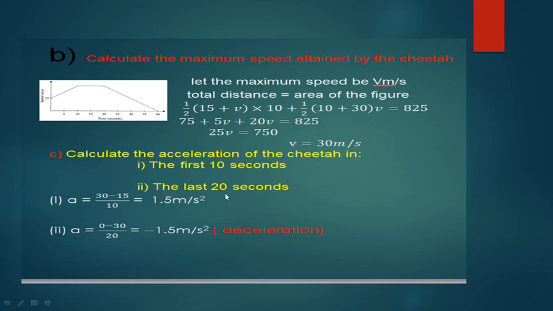Roman 2, the last 20 seconds. The last 20 seconds is from this one, which is 40, up to here. It gives the last 20 seconds to get the deceleration. It went to 0, remember? So the final velocity becomes 0 minus the initial velocity at this point, which was 30, divided by the 20 seconds. 0 minus 30 divided by 20, which you get as negative 1.5 meters per second square, which was a deceleration at this point.